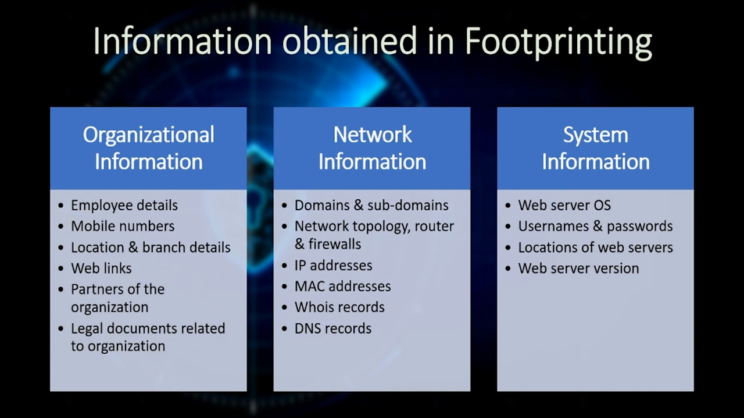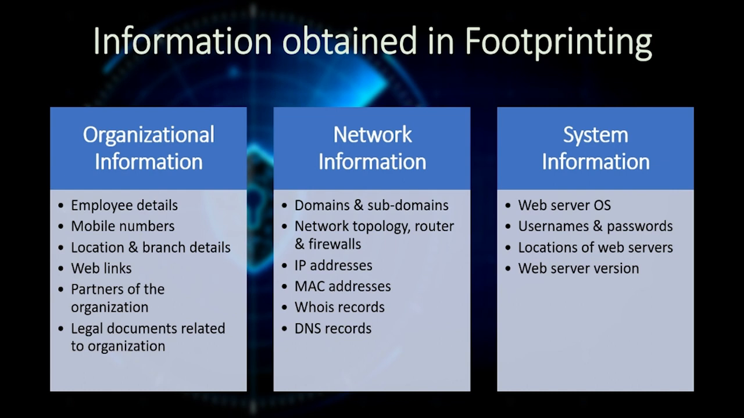Second is network information. So what network information can an attacker gather in footprinting? He can gather subdomains or domains, network topology, how many routers there are, which types of firewalls there are, IP addresses, MAC addresses, OS records, and DNS records. So he gathers all this information in the footprinting step. We will discuss all of it in detail in later courses.